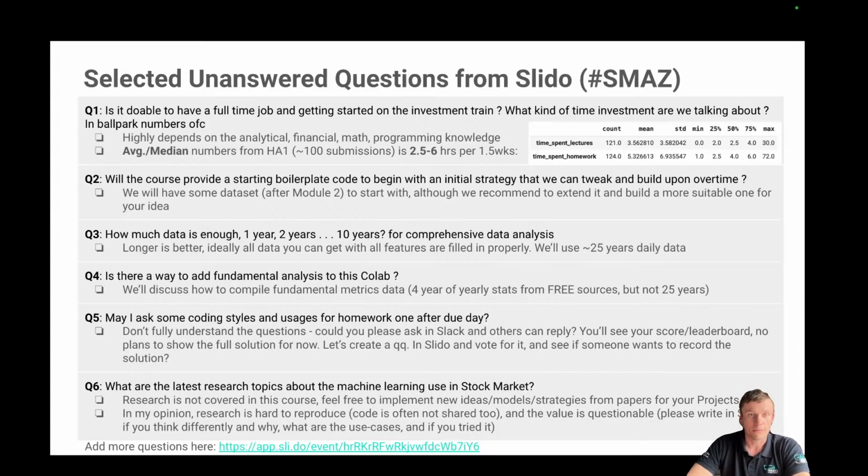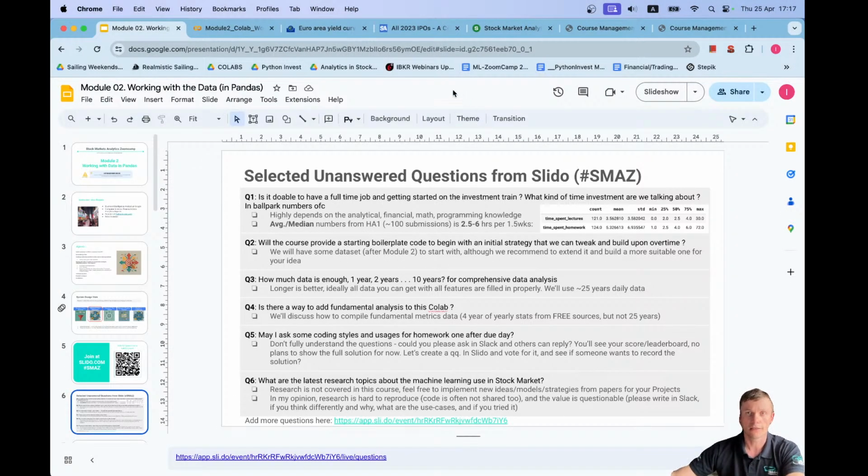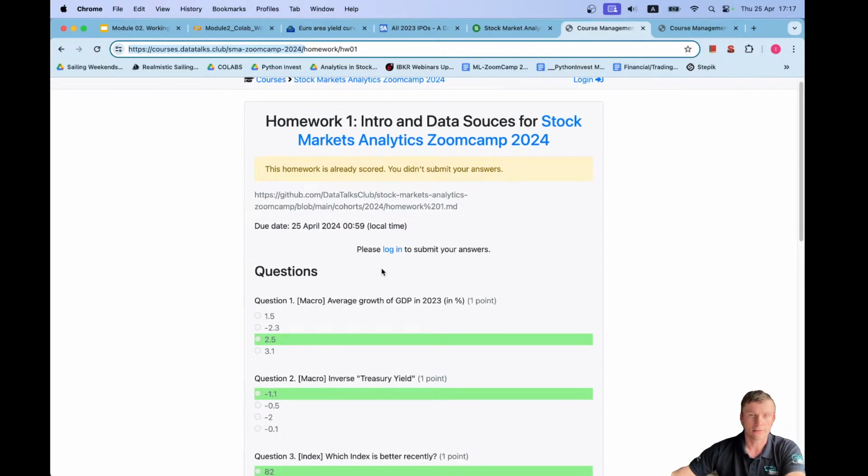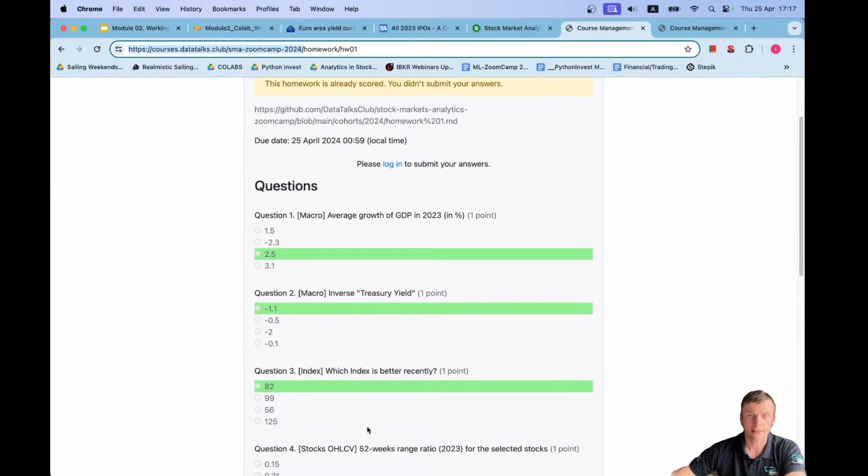Question number 5. May I ask some coding styles and usages for homework one after due day? I don't fully understand the question. Could you please ask this in Slack? You should be able to see the score and the leaderboard. I don't plan to share the full solution. So this is the public link. I didn't submit any results, but I graded the homework, and you can see there the right answers.